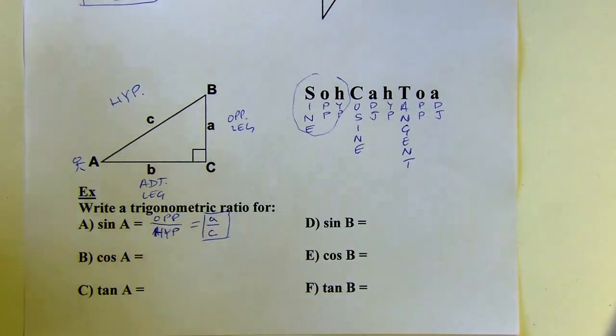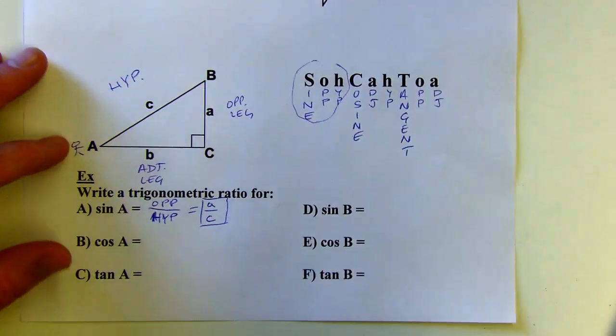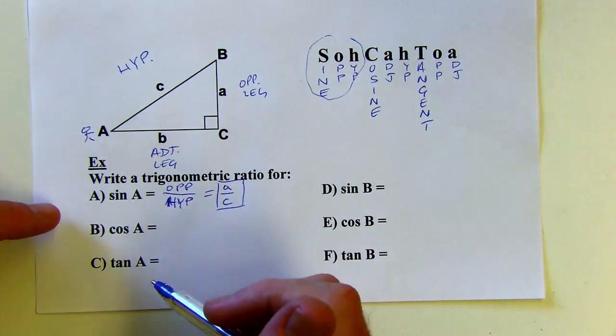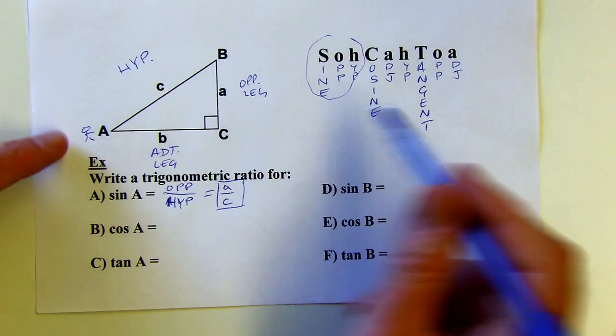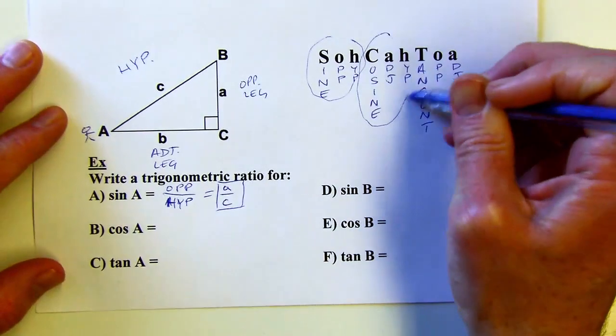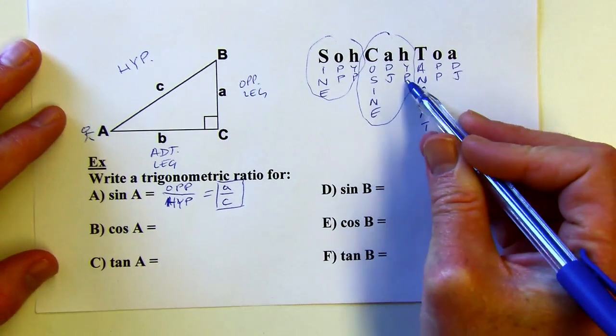ratio. A ratio is just a comparison of two numbers. We're going to write these as fractions for trig ratios pretty much always. So the cosine of A, then that's right here, the CAH part of SOHCAHTOA, adjacent over hypotenuse.